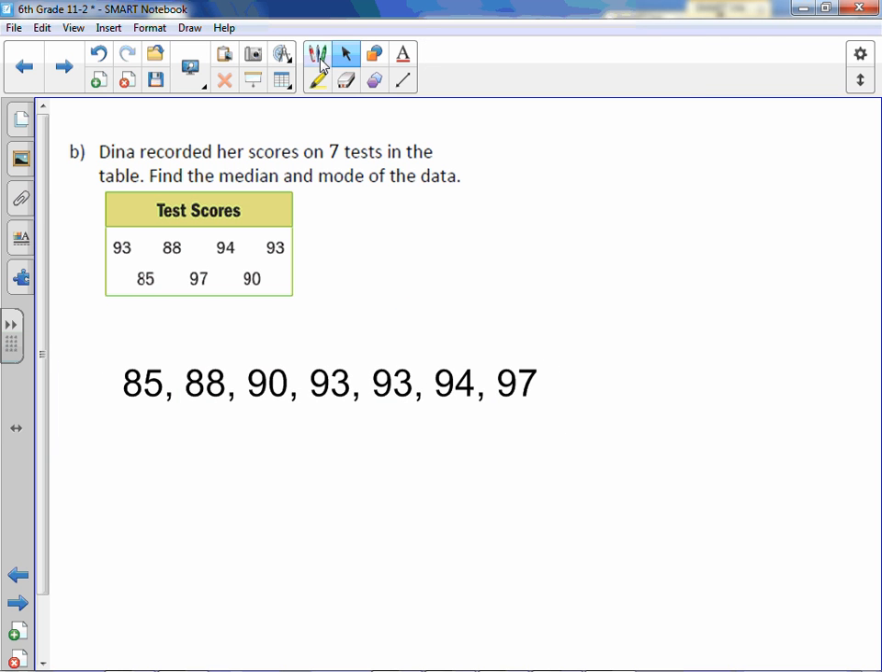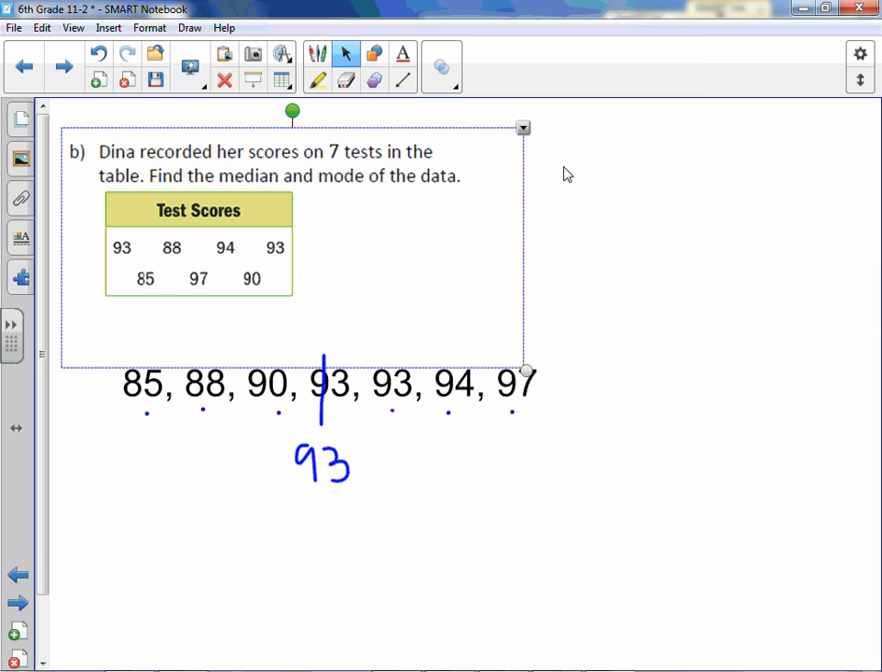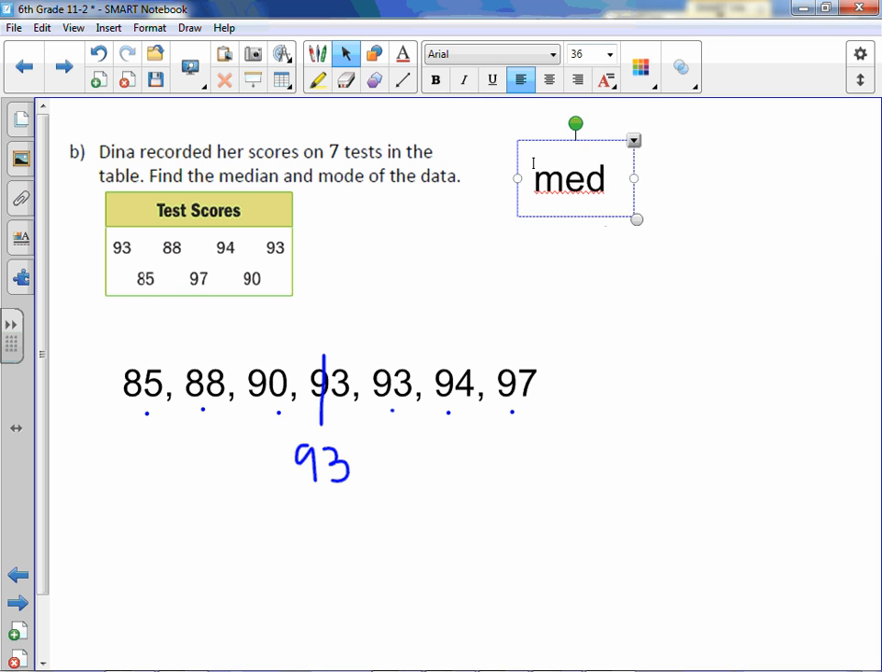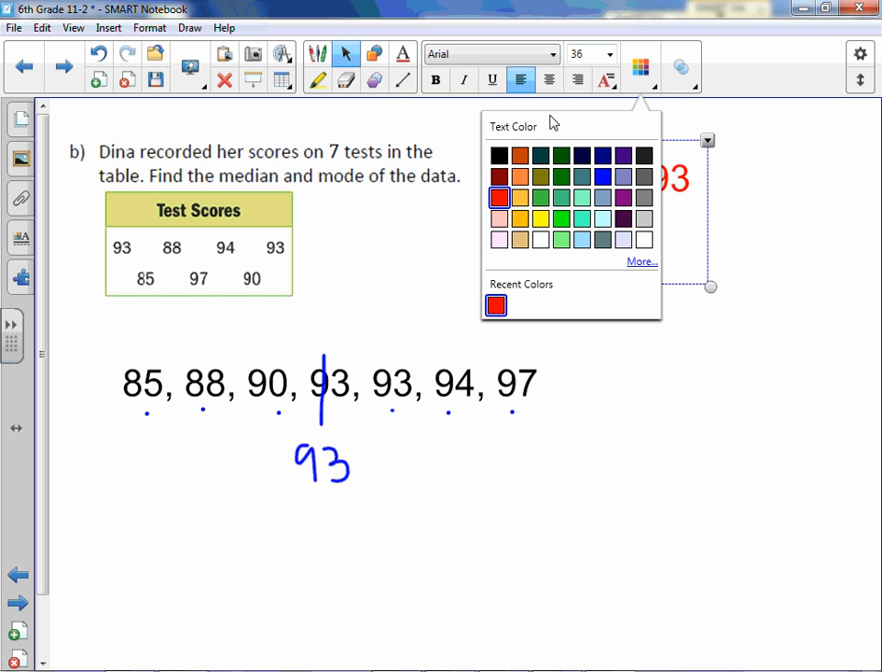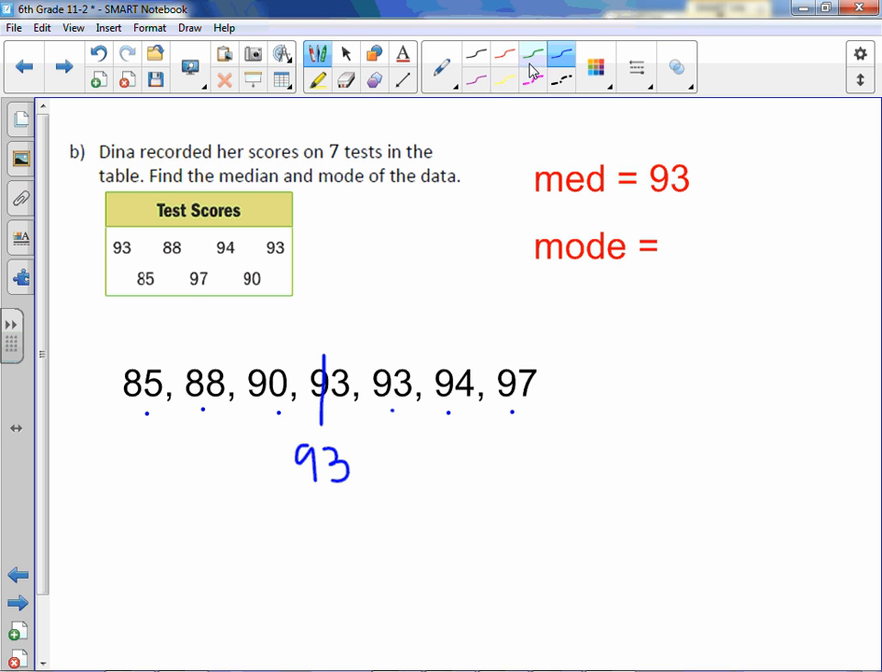Great. Let's find the median or middle. 1, 2, 3, one number in the middle, which is 93. That's the median. The mode is the number that occurs most often. And in this case, it also is 93.